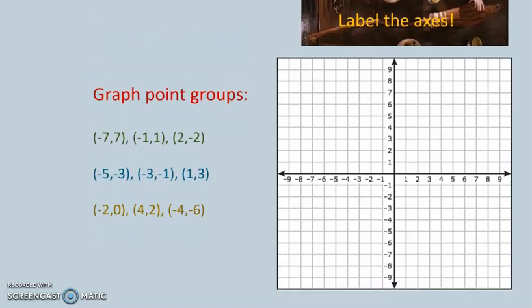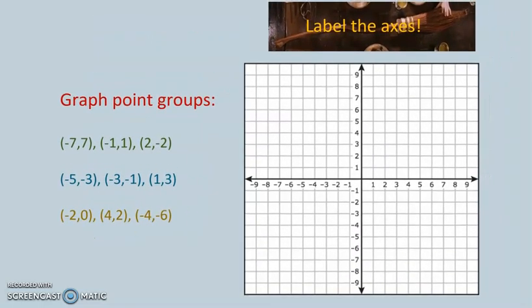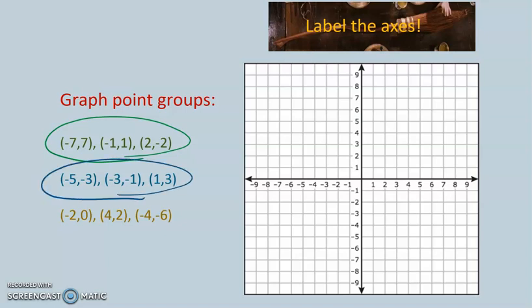All right, so now let's actually do some practice. So we're going to graph these points in groups. And what that means is these 3 points are green, so we're going to graph these 3 points and connect those dots. And then separately, we're going to connect these 3 dots because those ones are all the same color. And then lastly, we'll do those 3 dots completely separate.